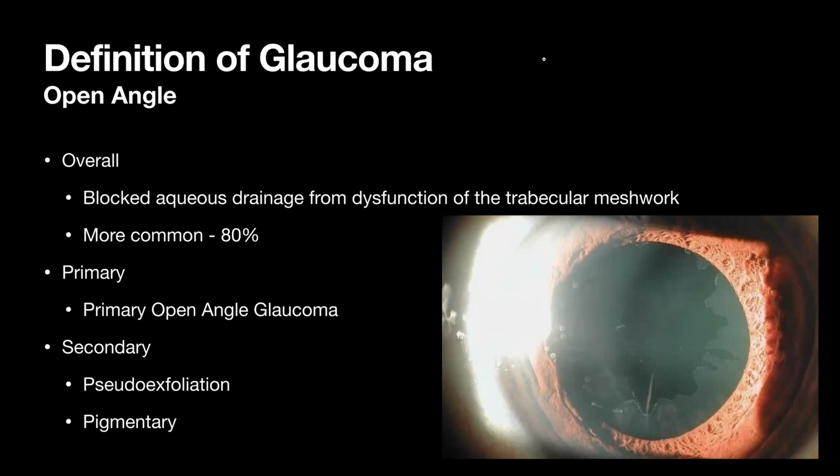So the pseudo-exfoliation is kind of like dandruff, and pigmentary glaucoma is kind of like the release of pigment off of the iris that also blocks the drainage system of the trabecular meshwork. So these are the primary and secondary types of open angle glaucoma.